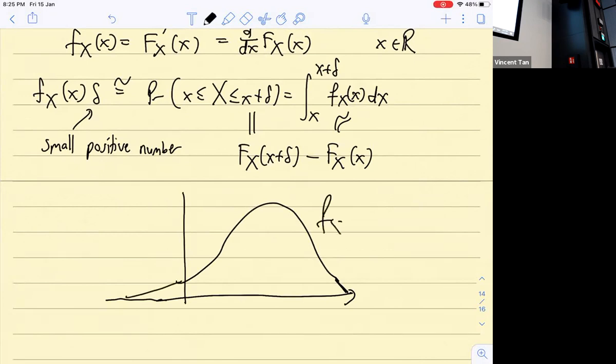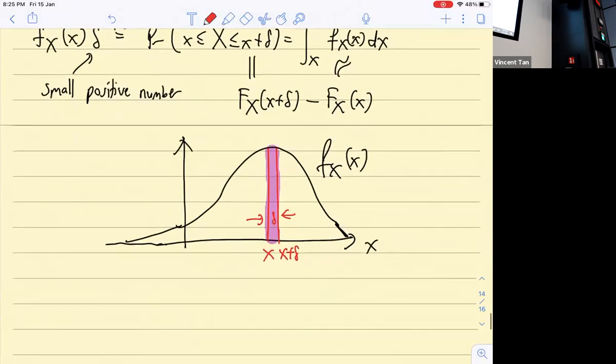Okay, this is fX of x. It integrates to 1, just to remind you. And now let's consider a certain x here, and here is x plus delta. So this strip here is of width delta, and we want to understand the area here. What is the area? You can calculate it by integrating fX of x dx from x to x plus delta.